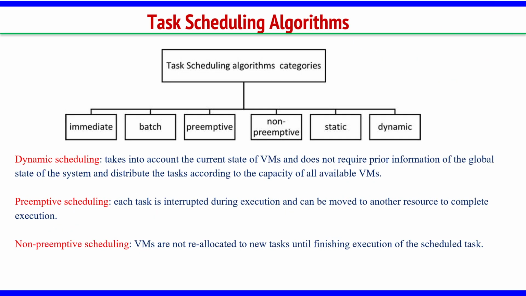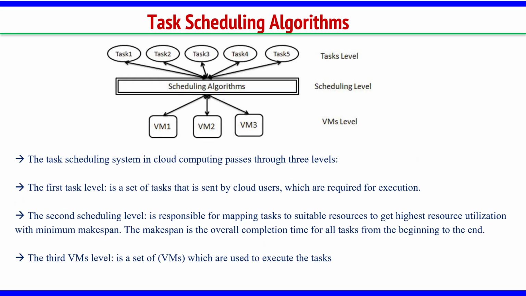Whereas in dynamic scheduling, we take into account the current state of VMs and we do not need any prior information about the global state of the system. We distribute the tasks according to the capacity of available VMs. Only based on the capacity of the virtual machines do we allocate, since we know the state. If there is more load, we are not assigning any tasks to the virtual machines. So, this is about static and dynamic task scheduling.